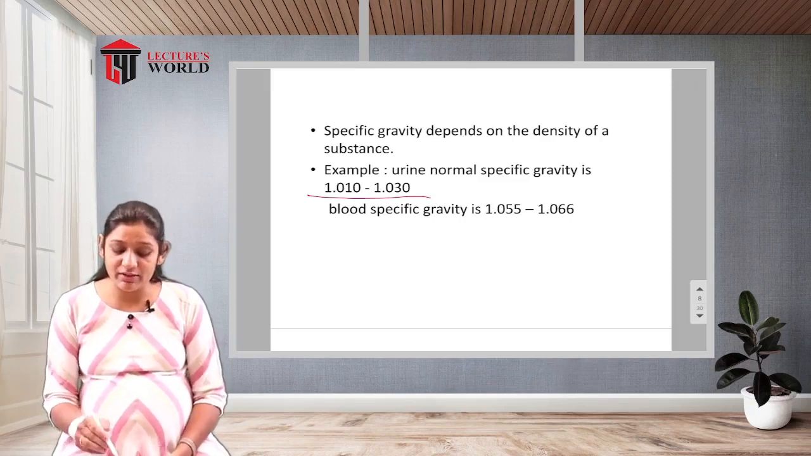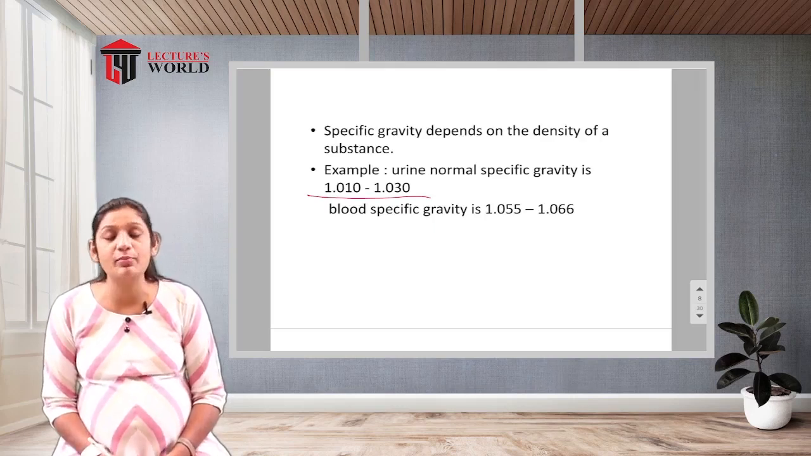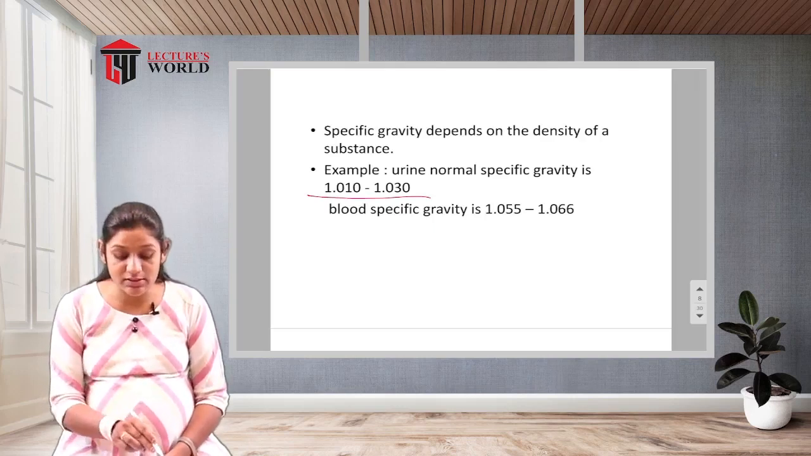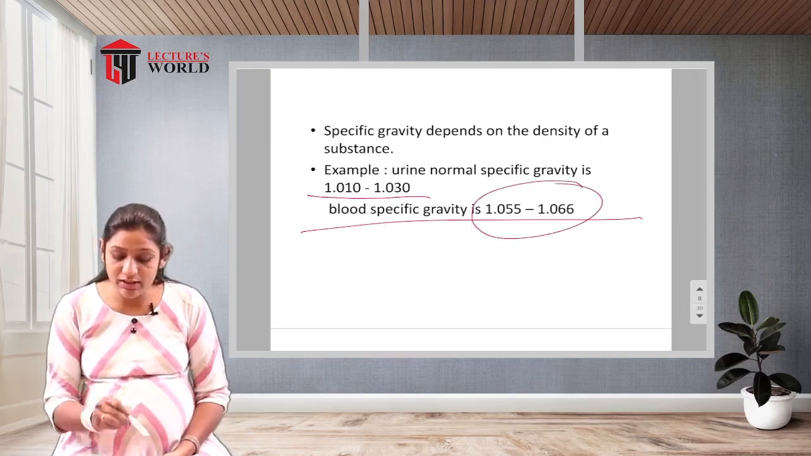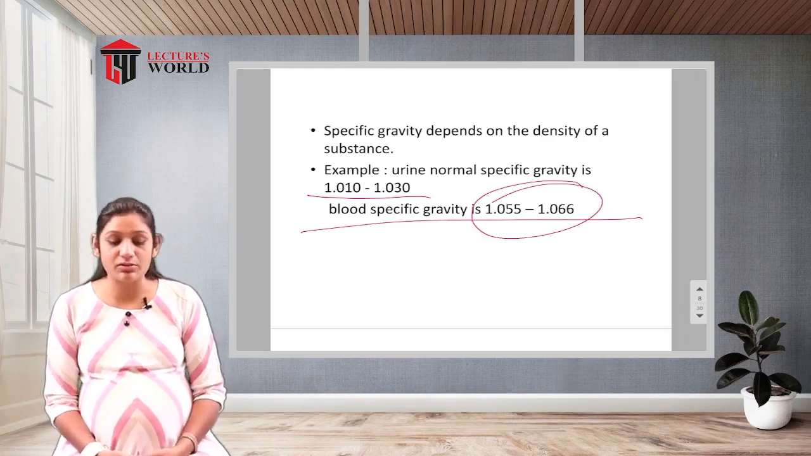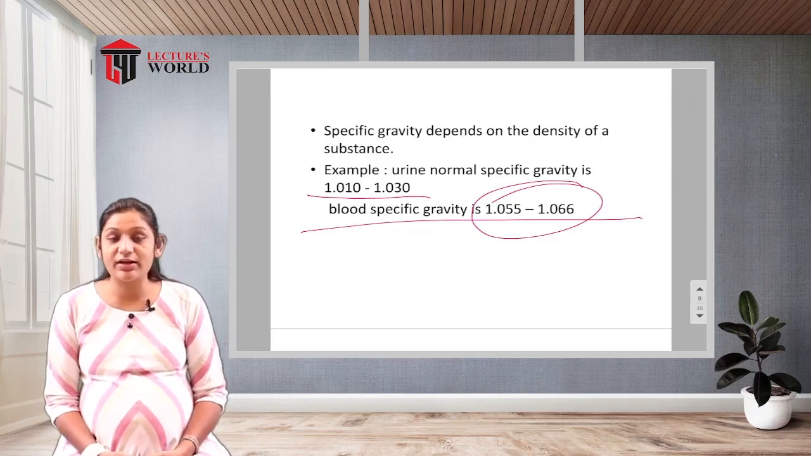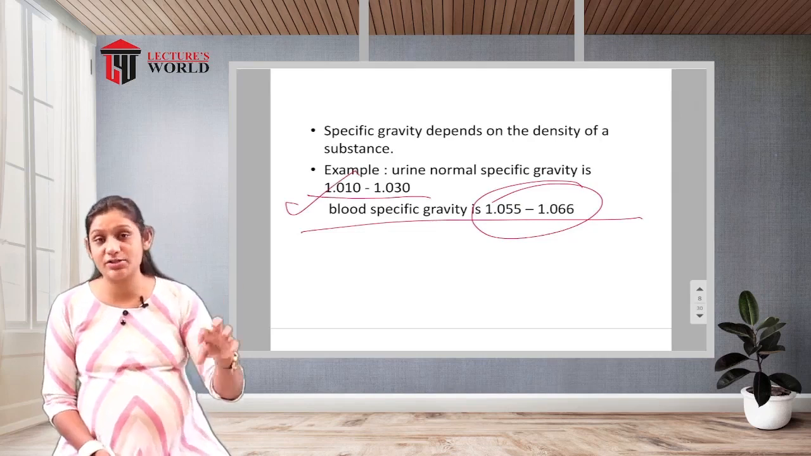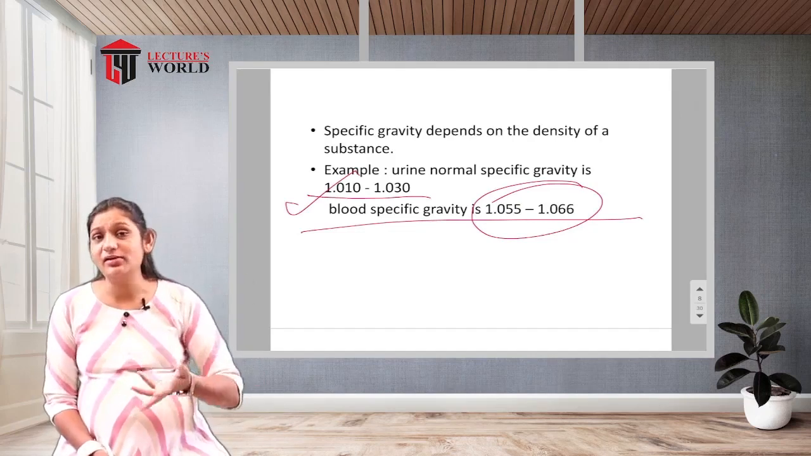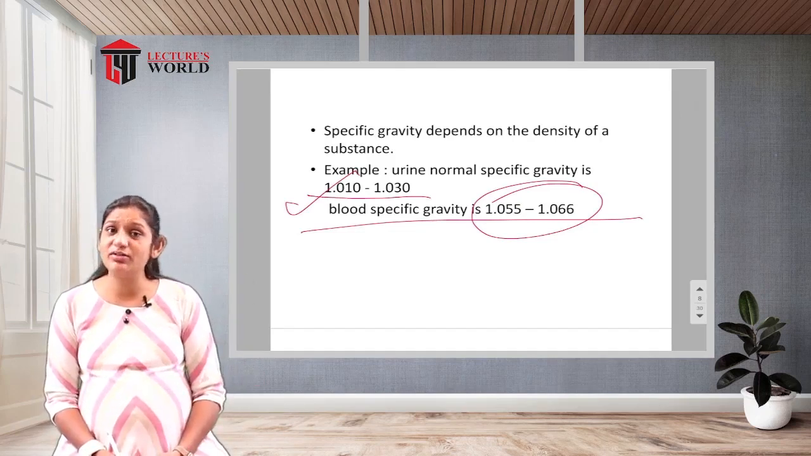Blood specific gravity is 1.055 to 1.066. This is the blood specific gravity, determined by the higher content observed in the blood. And the urine specific gravity is observed under these conditions, by the earth's gravitational force.